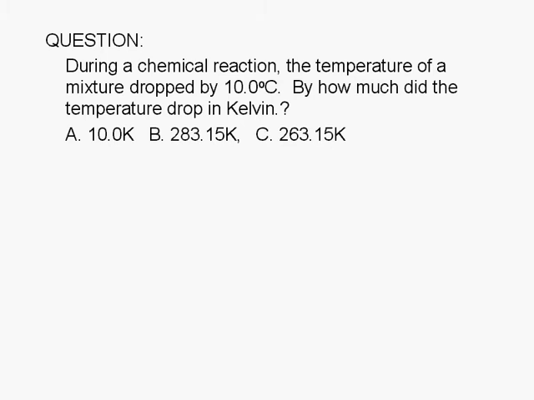During a chemical reaction, the temperature of a mixture dropped by 10.0 degrees Celsius. By how much did the temperature drop in Kelvin? A. 10.0 Kelvin, B. 283.15 Kelvin, or C. 263.15 Kelvin.